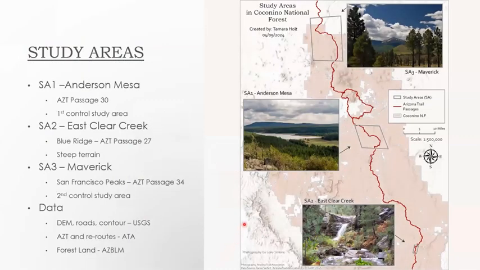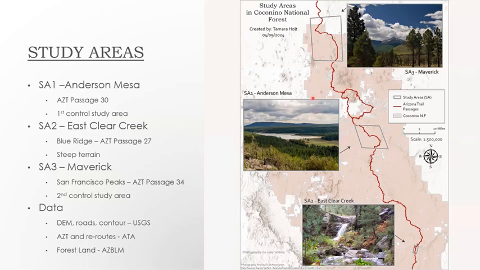The project was divided into 3 study areas within Coconino National Forest. This is the 3rd scenic region, Volcanic Field and Ponderosa Pine Plateau. It starts from the Mogollon Rim and travels north of the San Francisco Peaks. The first study area is Anderson Mesa in the center of the map. The second study area is East Clear Creek, about 50 miles southeast of Anderson Mesa, and is the smallest study area. And the third study area is Maverick. It is the largest study area, slightly northwest of the San Francisco Peaks.